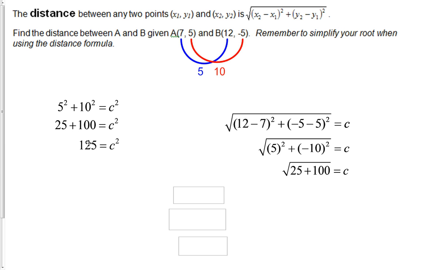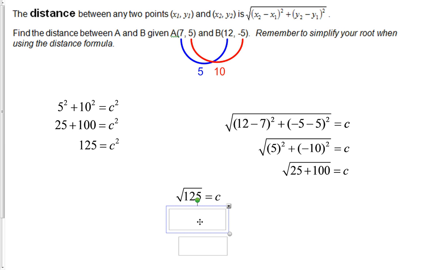Now, both of these different ways of doing it are going to take us to the square root of 125 is equal to c. If you take the root on both sides here, or if you add up what's under the root here, we're going to go to the same place. So it shows that both of these methods will get you to the same answer. You pick the one that you're more comfortable with.